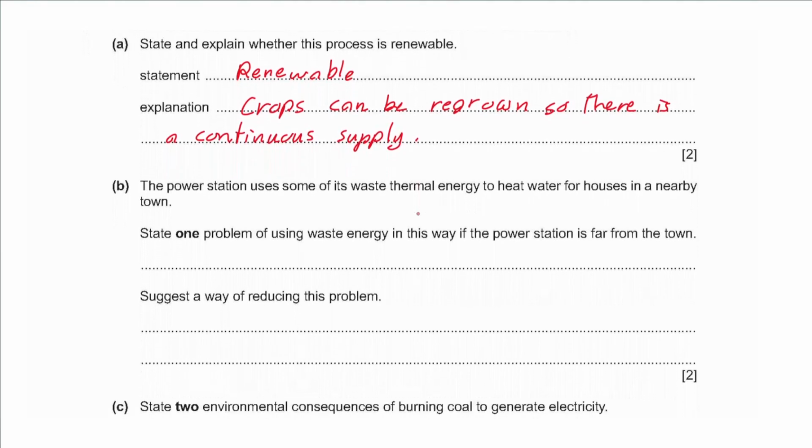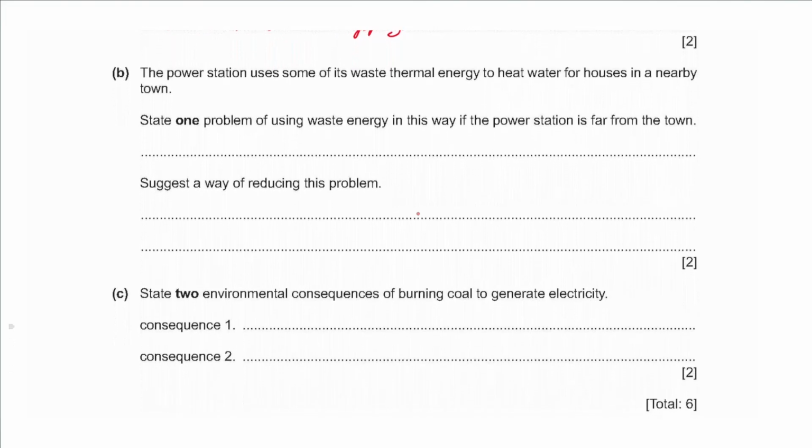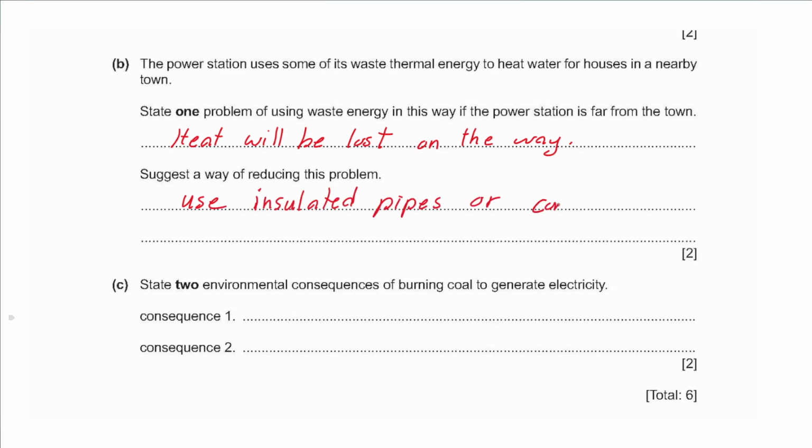Part B says the power station uses some of its waste thermal energy to heat water for houses in a nearby town. State one problem of using waste energy in this way. If the power station is far from the town, we can say that heat will be lost on the way to the town, and suggest a way of reducing this problem. To reduce energy losses, we can use insulated pipes or containers to transfer the water to the other town.